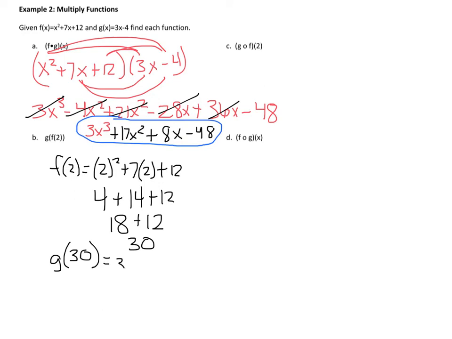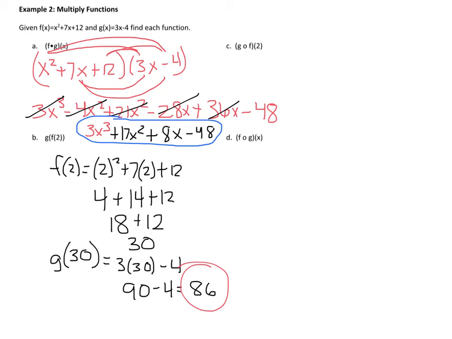So I'm going to have 3 times 30 minus 4. 3 times 30 will give me 90, and then 90 minus 4 will give me 86 for my final answer.